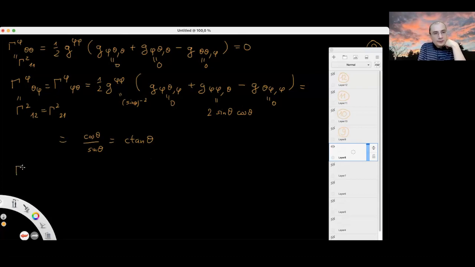And the last one is Γ^2_22, equal to g_22,2. It actually vanishes, which is easy to see because this is 1/2 g^22, and now we have three identical terms: g_22,2 plus g_22,2 minus g_22,2. So this gives us this thing here, but g_22 does not depend on φ, so this is zero.